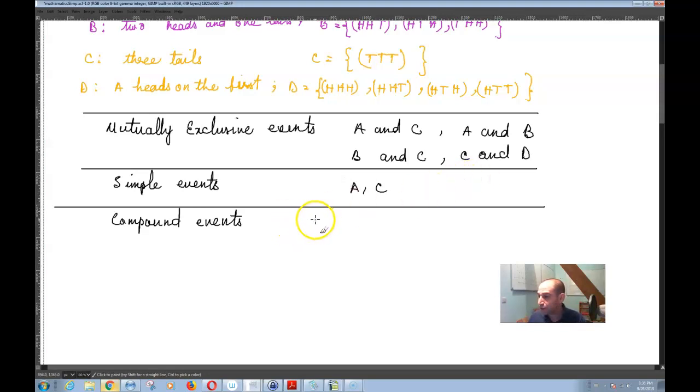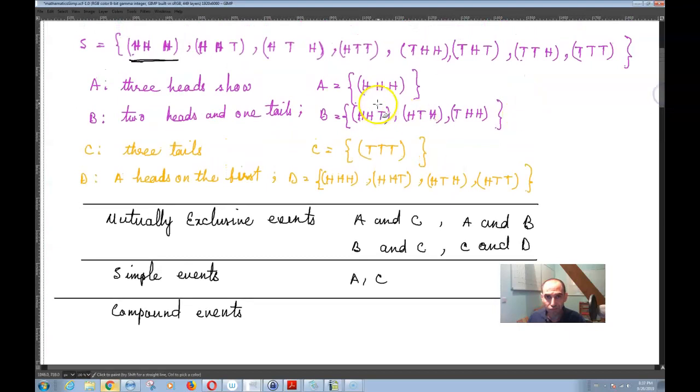So a compound event, we said that if an event has more than one sample point, it's called a compound event. For example, B would be a compound event and D would be a compound event, B and D. So let me see if the question is all that it's asking. So that's number 4, is A and B, A and C, B and C, C and D. Number 2 is A and C. Number 3 is B and D, I'm sorry. That's correct.